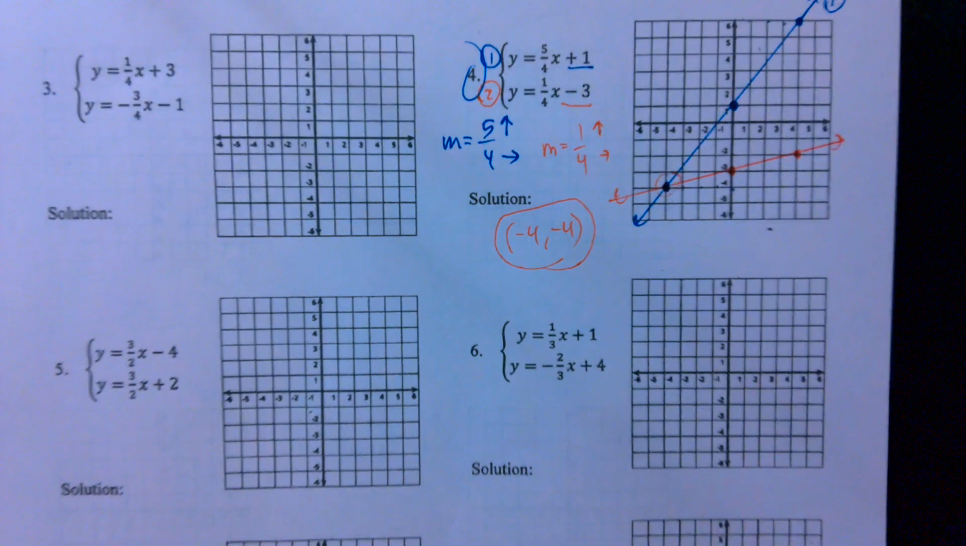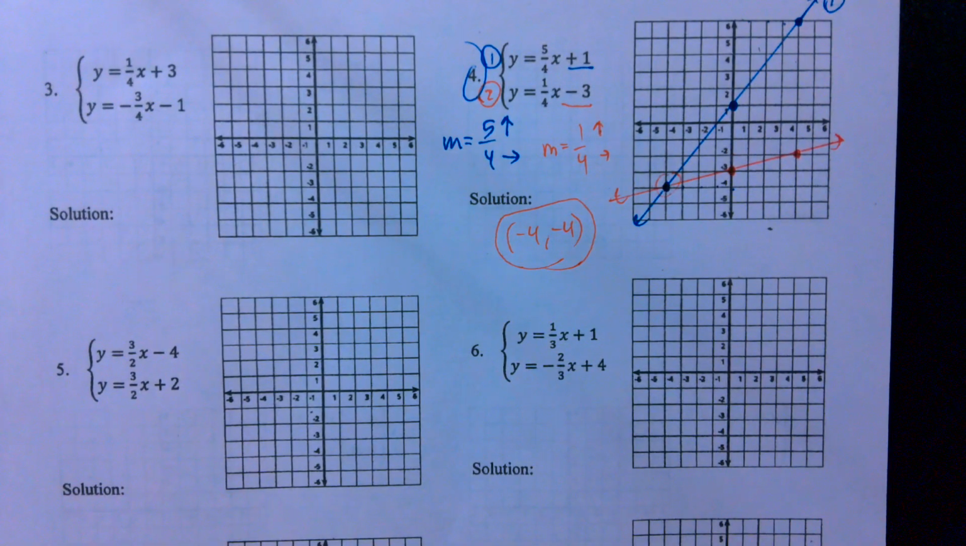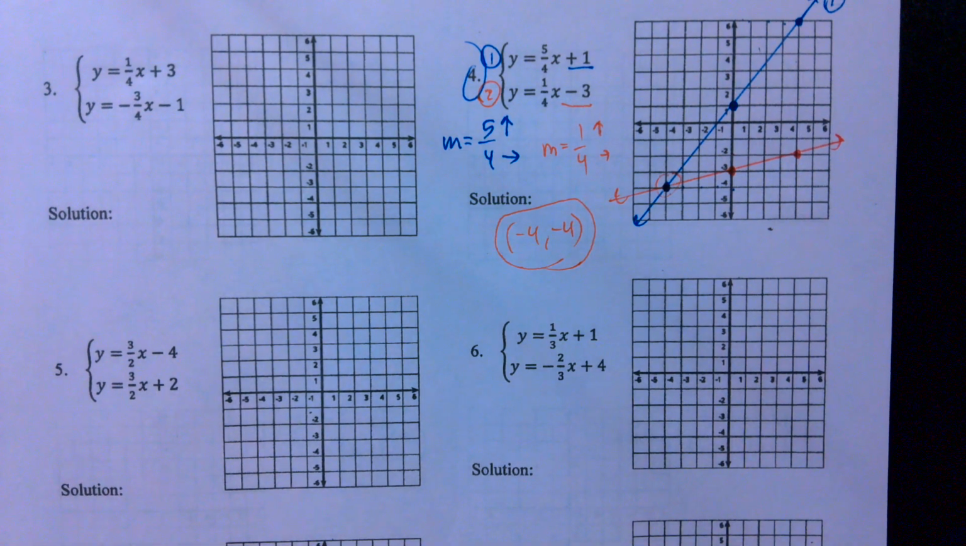Give me a thumbs up if that's what you got for number 4. Negative 4, negative 4. A lot of us? Good. If you didn't, just make the corrections, change it so that you know what to do.